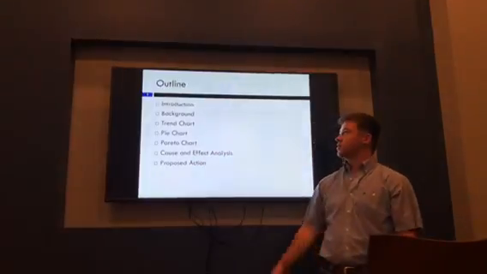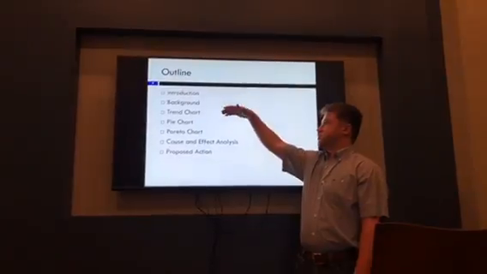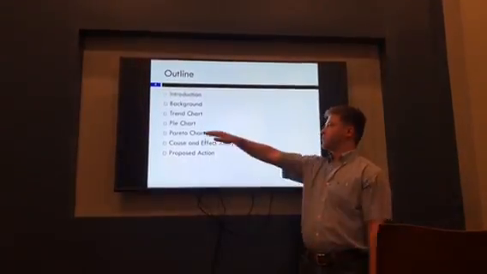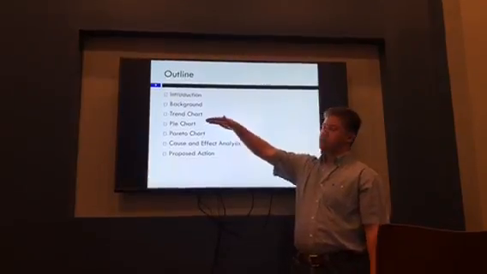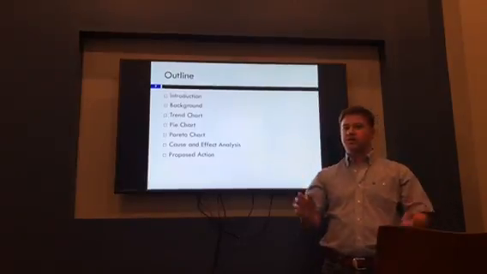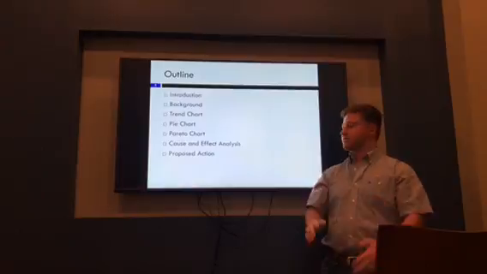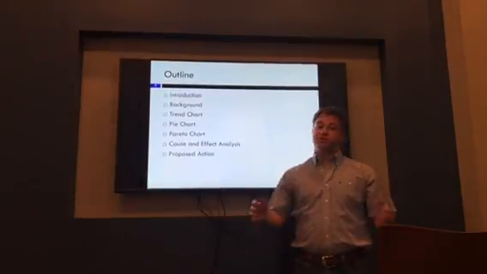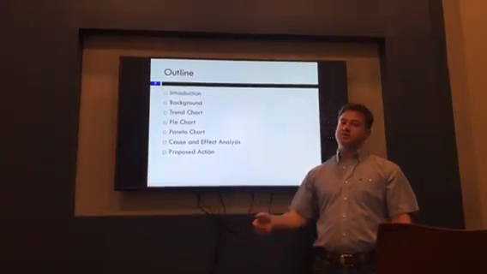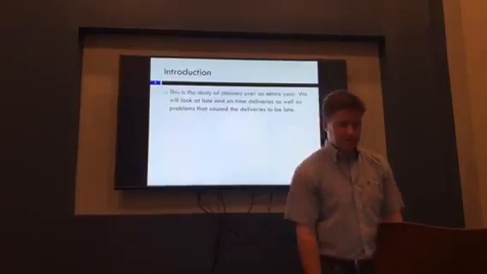So here we have an outline, basically going to tell you what's going on, the background information. A trend chart has all the deliveries put into one graph. This is a pie chart. It's going to take one month of the whole year, and it's going to show you what is happening on time and late deliveries. The Pareto chart shows the reasons why it's late, and then last we do cause and effect analysis and a proposed action of how to fix everything.